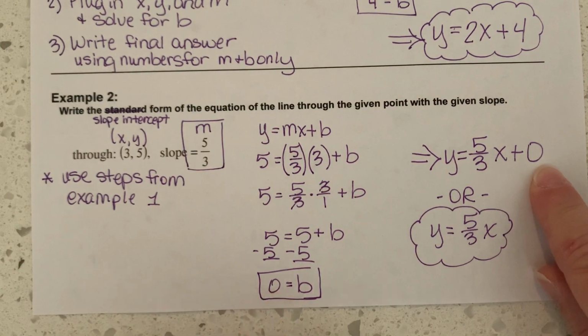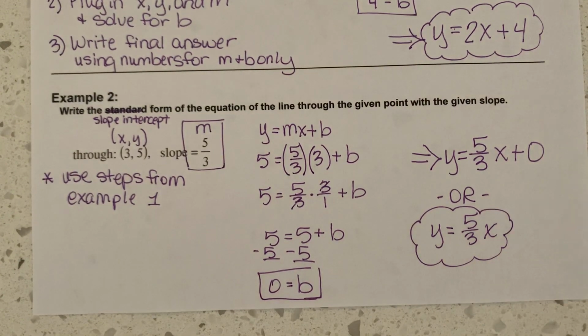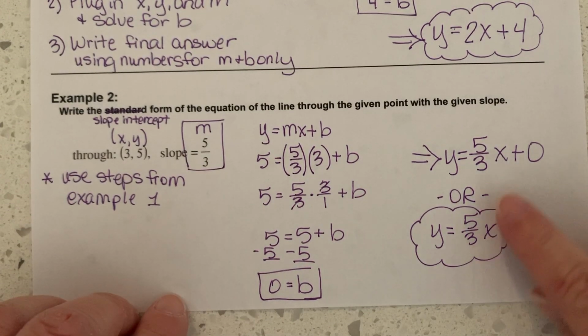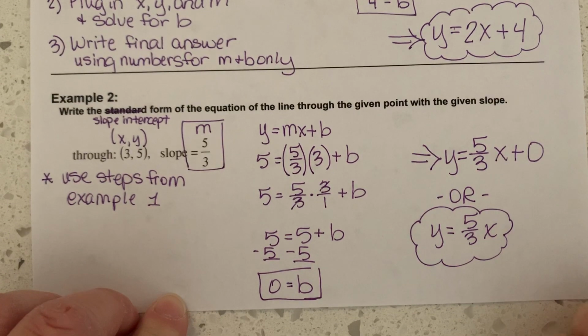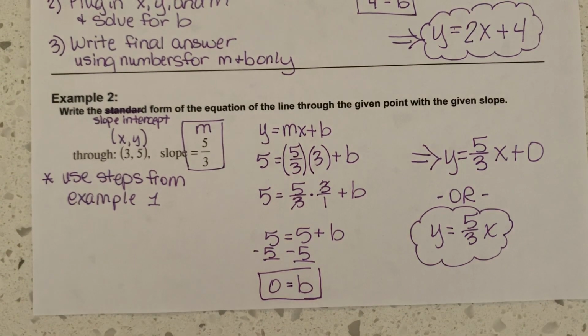which is 0. Well, we all know that we don't have to write plus 0. Plus 0 isn't adding anything, so there's no real point in writing it. You can write it and you won't get it wrong, but it looks better if you just leave it off because there's no point in it being there. So y equals 5/3 x.